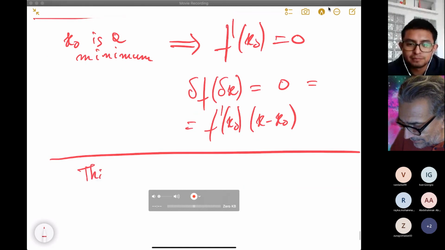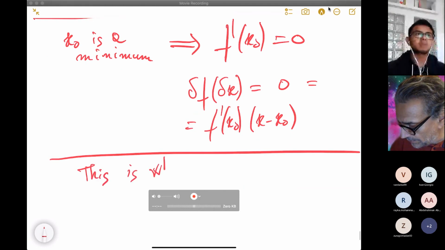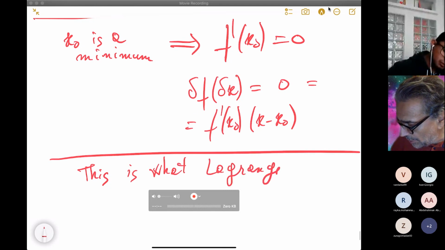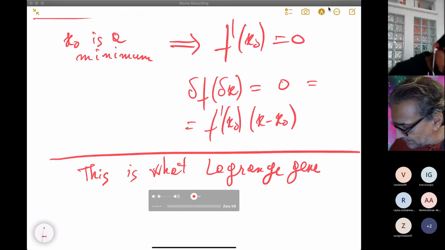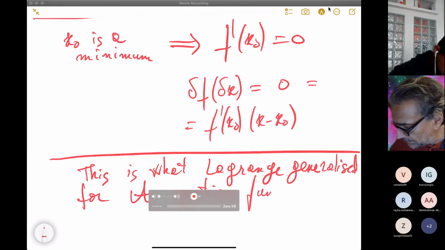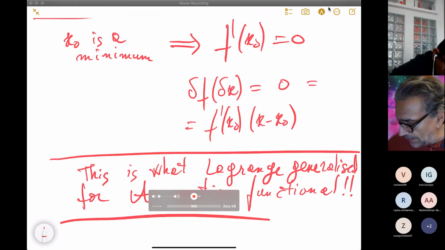This is what Lagrange generalized for the action function. And we will see it in the next lecture.